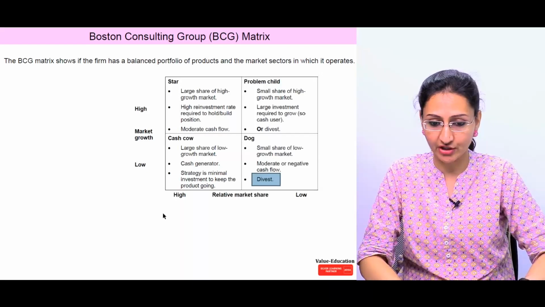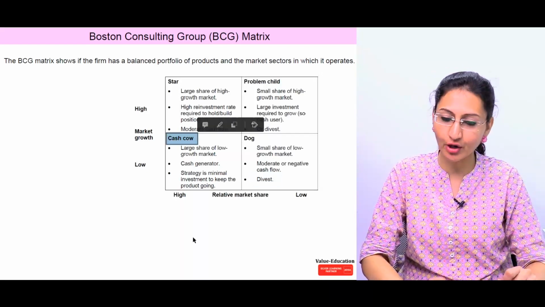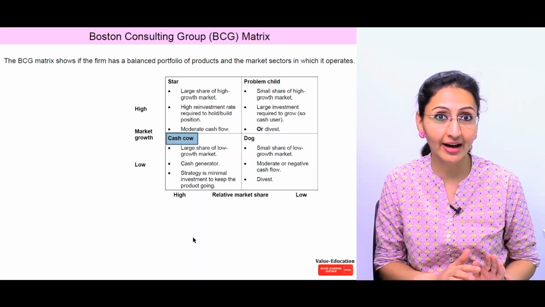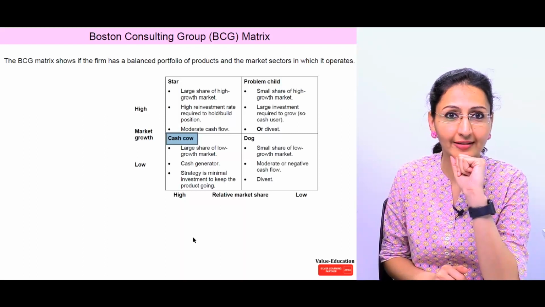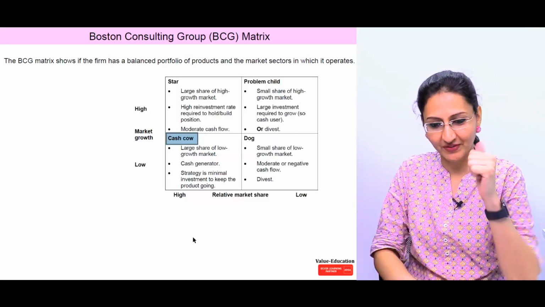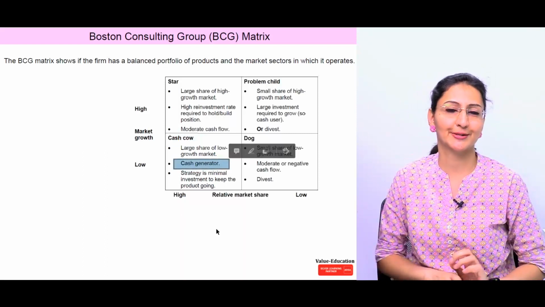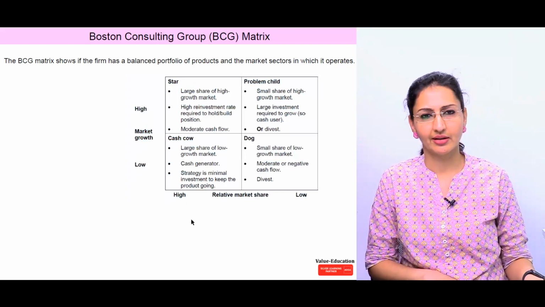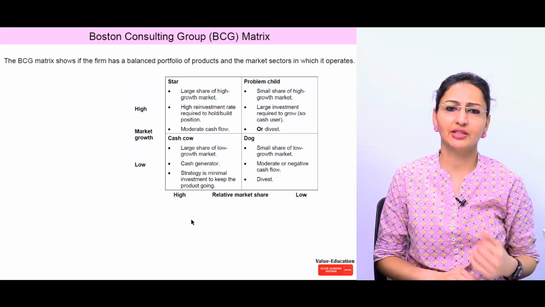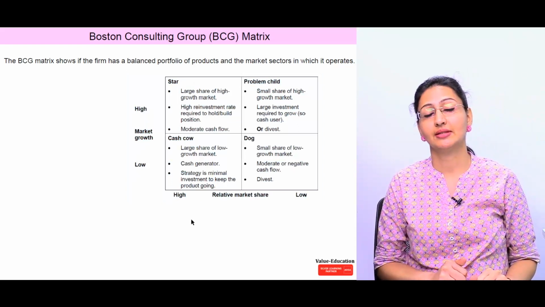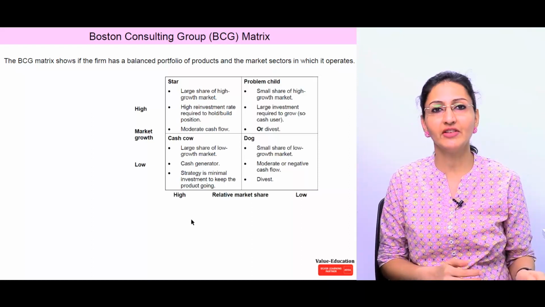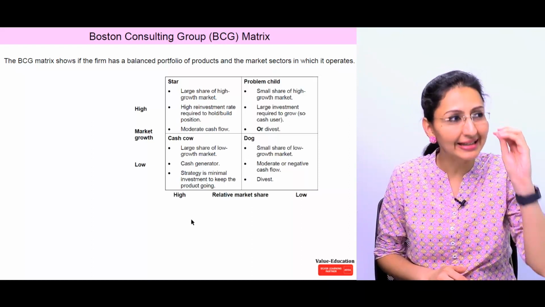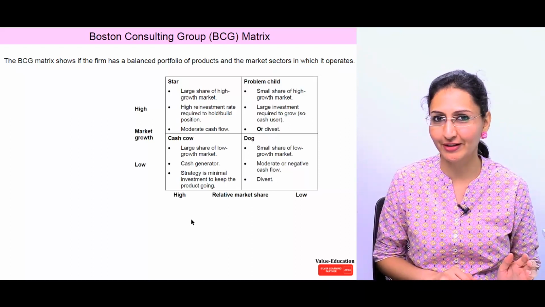Now the last one, the cash cows. Cash cows have a large share of a low growth market. That means their growth expectation is quite low, but their market share is very high. Because they have high market share, they must be generating a good amount of cash. That is why they are termed cash generators. The strategy is minimal investment to keep the product going. No further reinvestment is required, because the product has already reached its highest peak. But some minimal investment must be there, so that the product at least keeps on going, right?